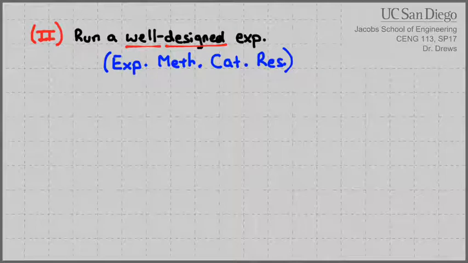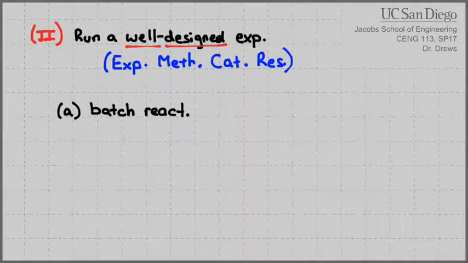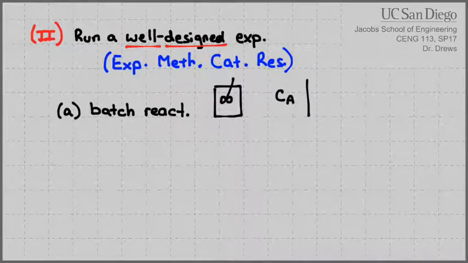Usually these will take place in one of three reactors. So the easy one is the batch reactor. So a batch reactor, as we saw before, is just a batch, and what you end up calculating for something like this is a plot of concentration versus time.